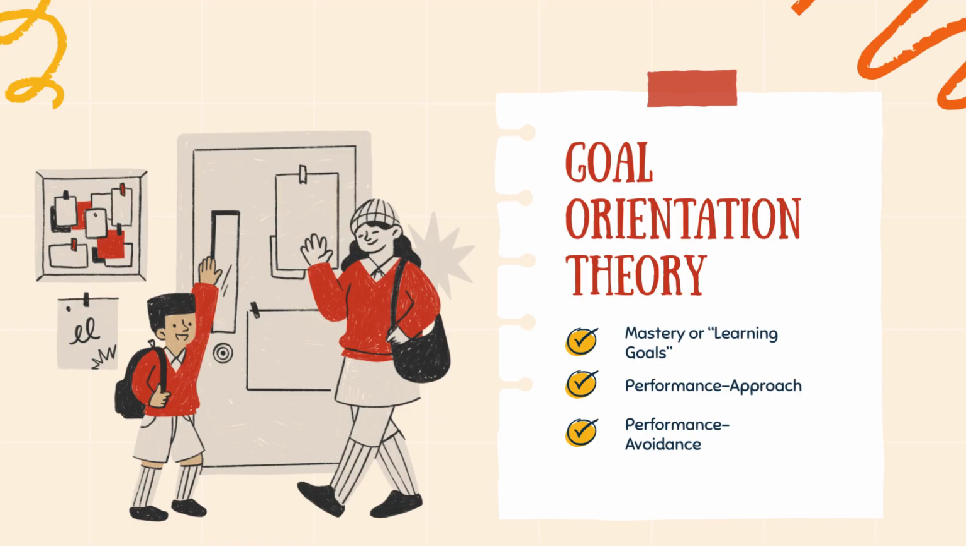Now, the second would be performance approach goals. This describes your competitive drive. The fact that people engage in perfecting a task simply so they can perform better than others. Lastly, we have performance avoidance goals. In this category, it suggests people engage in a task so that they can minimize their likelihood of failure.